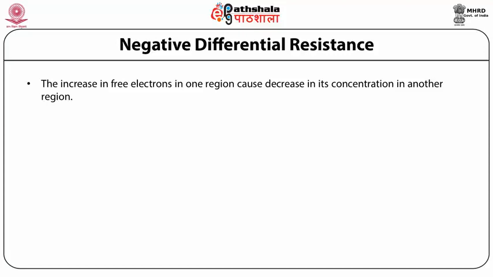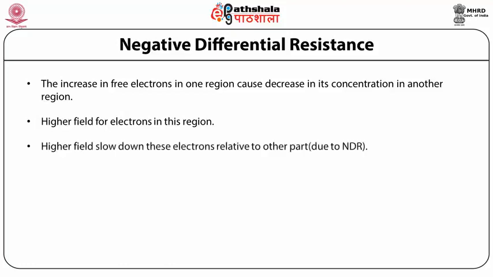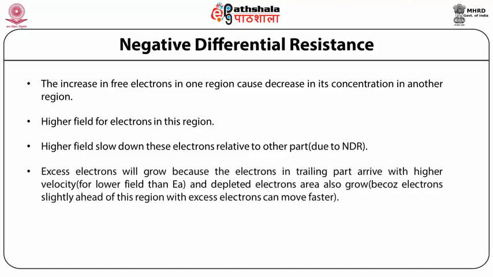The increase in the free electrons in one region causes a decrease in their concentration in another region. Thus there is a higher field for electrons in this region. The higher field will slow down these electrons relative to the other part due to NDR. Excess electrons will grow because the electrons in the trailing part arrive with higher velocity for a lower field than E_A, and the depleted electron area also grows because electrons slightly ahead of this region with excess electrons can move faster.